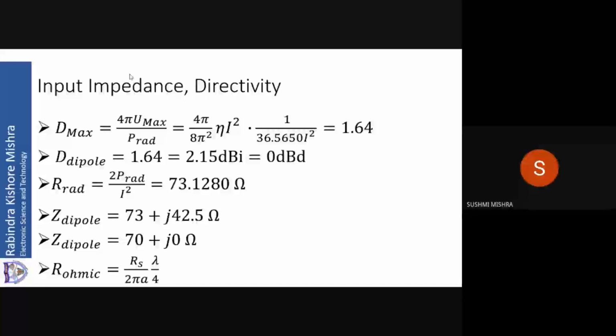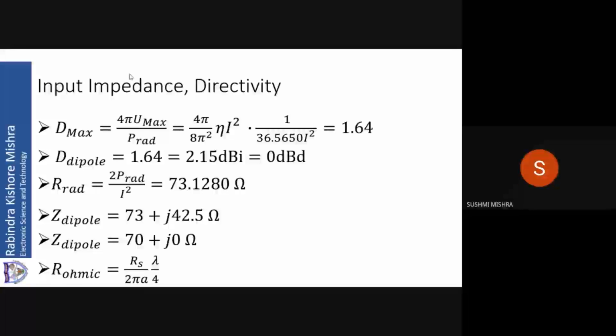So Dmax will be 4 pi divided by 8 pi square eta into I square. So that will give me eta into I square whole into 1 upon 36.5650 I square. From where this 36.5650 comes, I square comes, that is from P rad. P rad is equal to 36.5650 approximately.